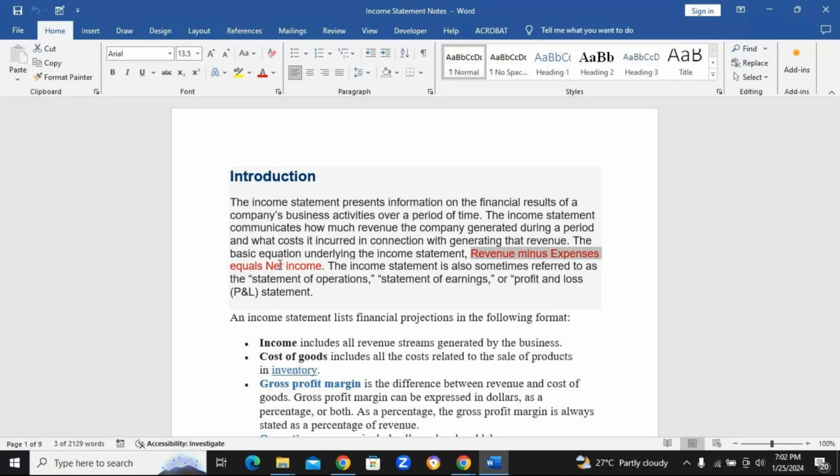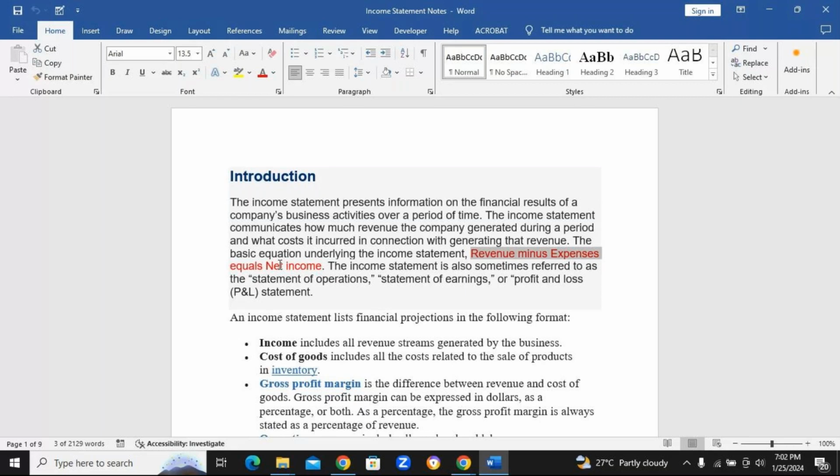Can anybody tell me what operating revenue and non-operating revenue are? Operating revenue is the revenue gained by the company by performing primary activities, like making sales. We can call it direct income or operating revenue.